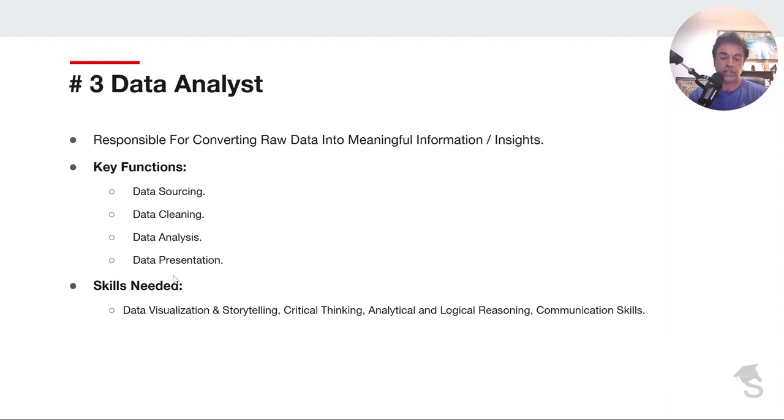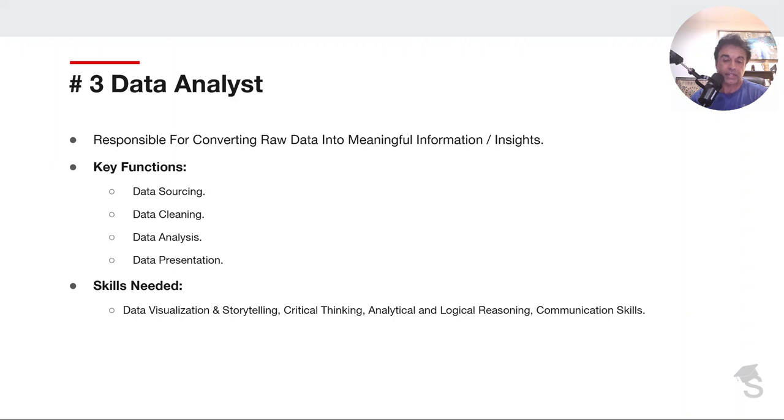Okay, number three is data analyst. Now this one role is a bit different. This is one role that I recommend to anyone who likes to play with data. Good data analysts are good storytellers because they can tell a story through data.